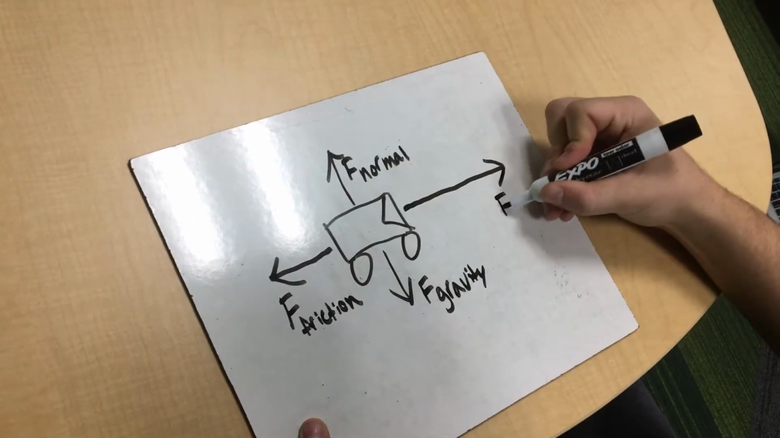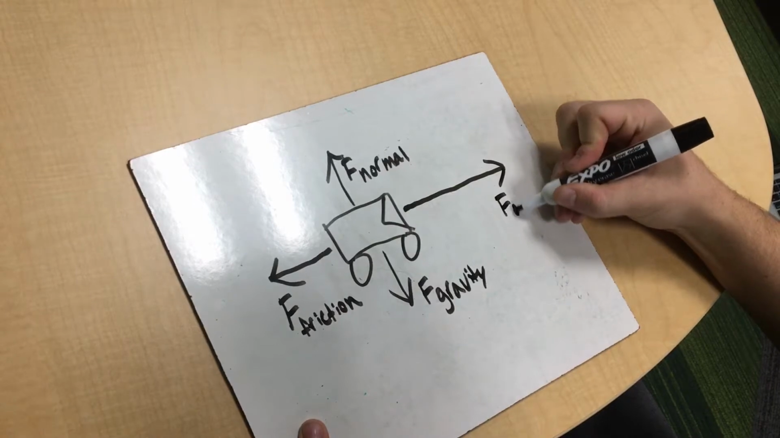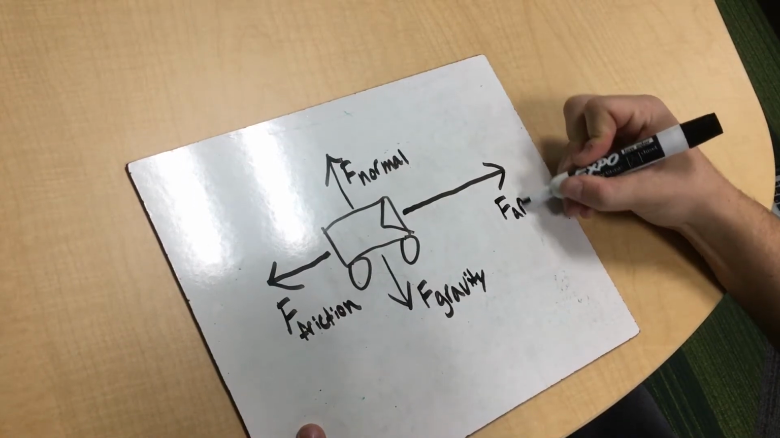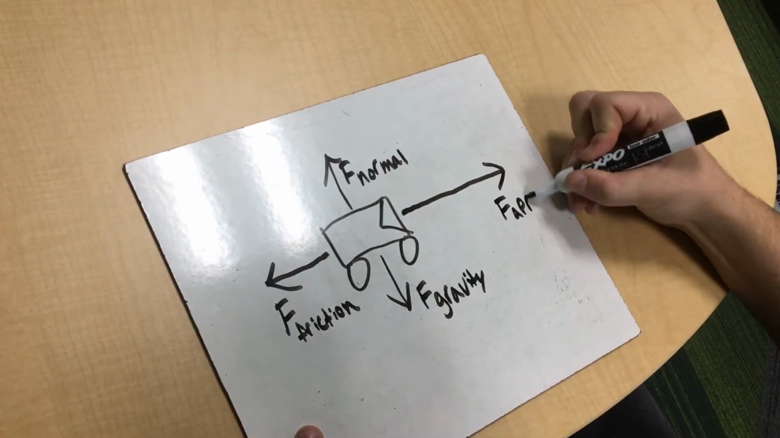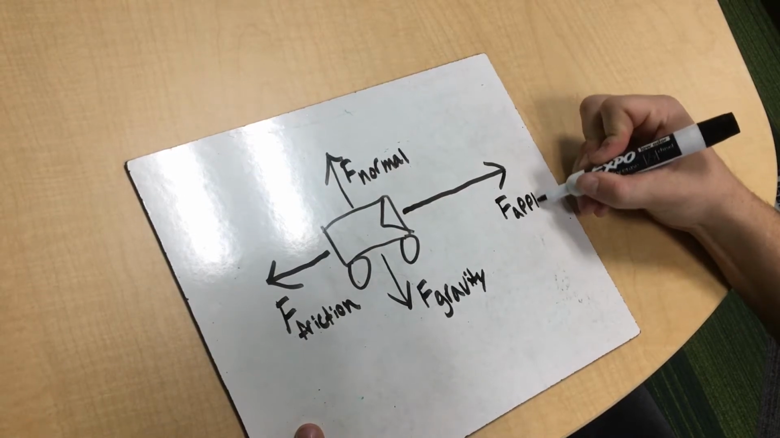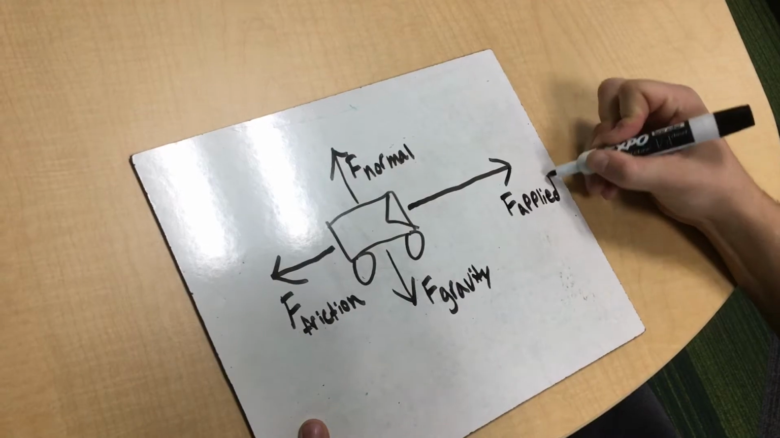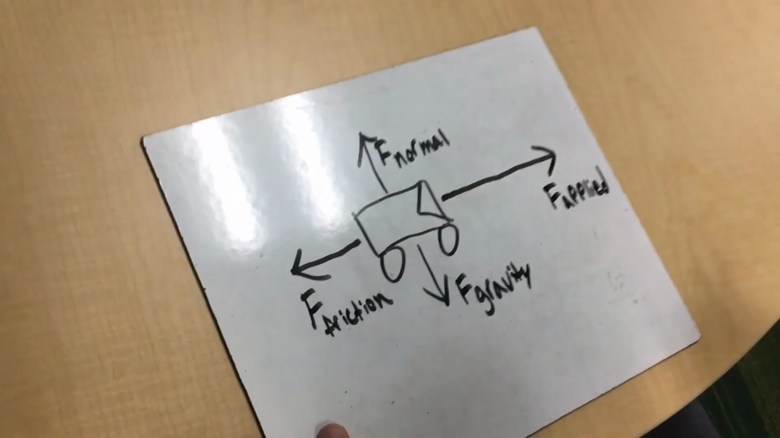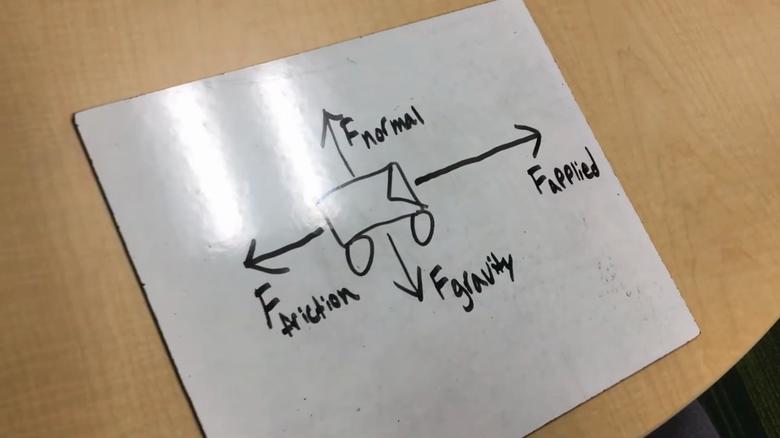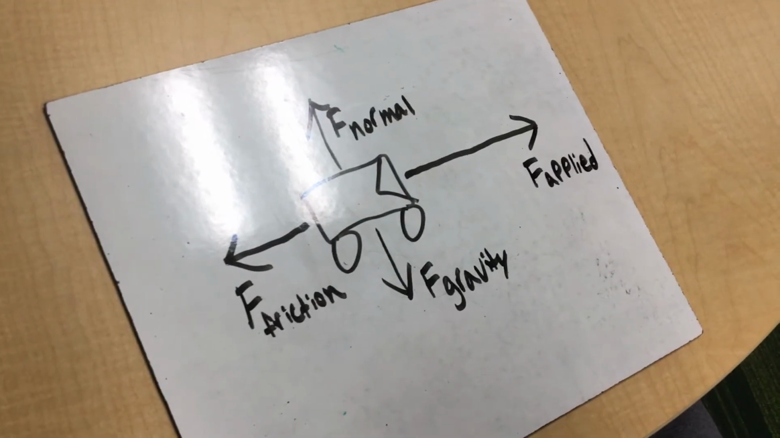Because our car is moving to the right, we know that the applied force is acting in that direction. Since the car is moving in that direction, the applied force must be greater than all the other forces. So we have to make this arrow longer than the others to show that the car will be acting in response to this force more than the other three.